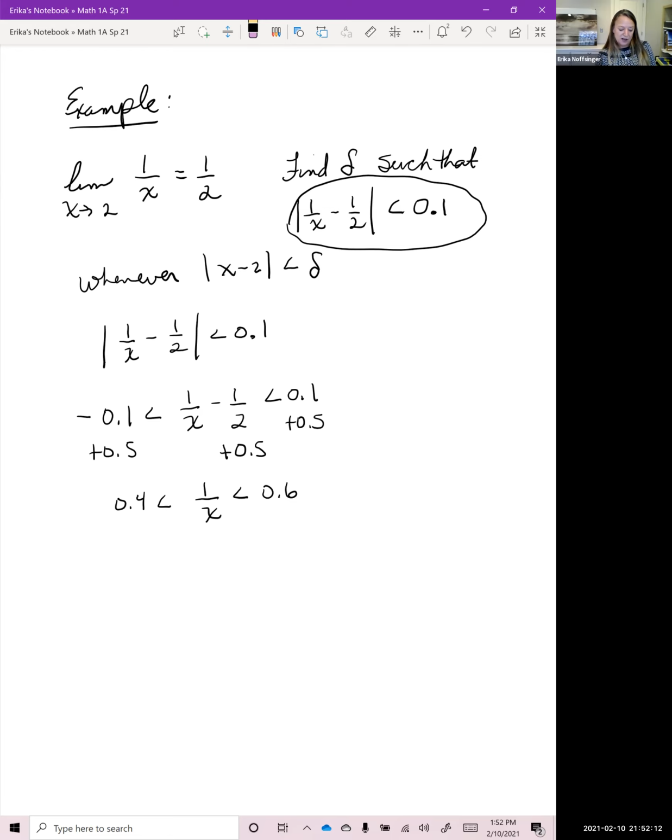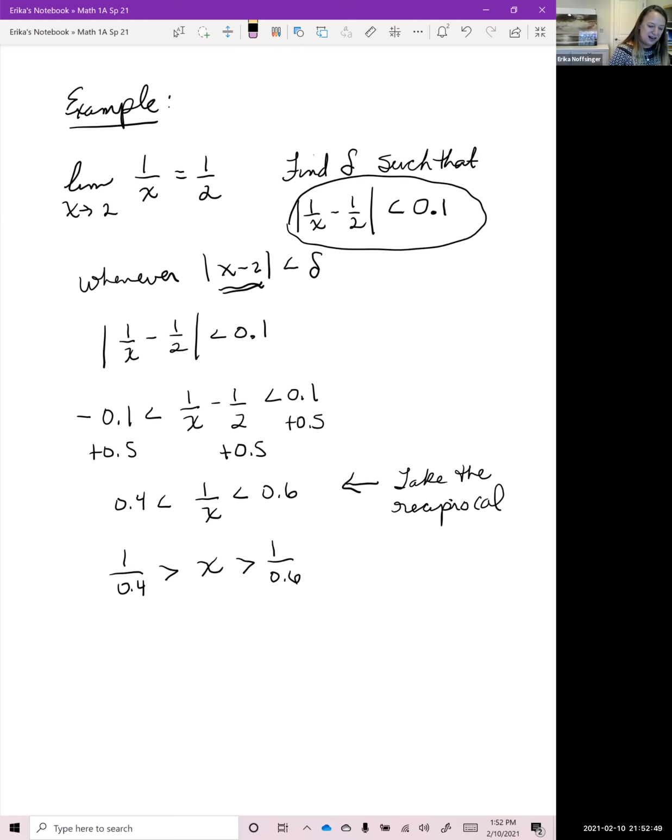We don't want the x in the denominator. We want this to have an x minus 2. And so let's take the reciprocal. So remember, the reciprocal actually changes the direction of our inequalities. And so if I took the reciprocal of everything, this would be 1 over 0.4 is now greater than x, which is greater than 1 over 0.6.